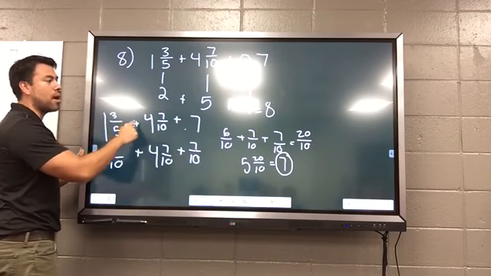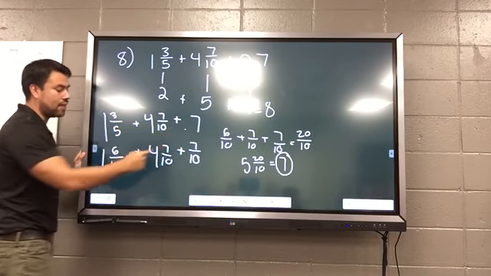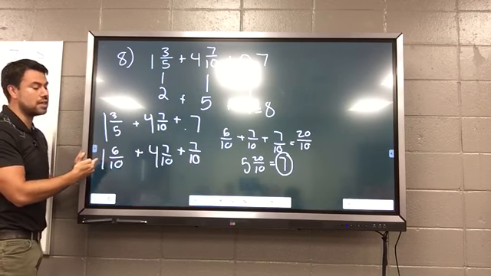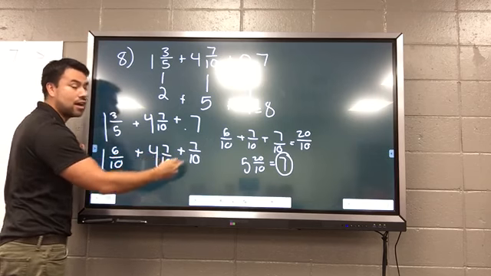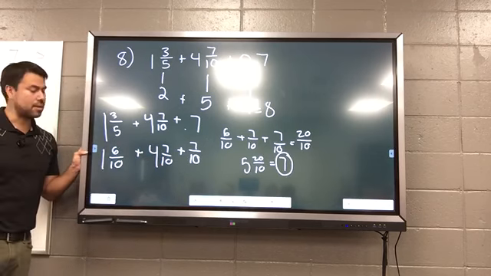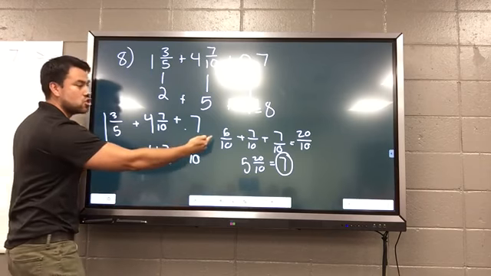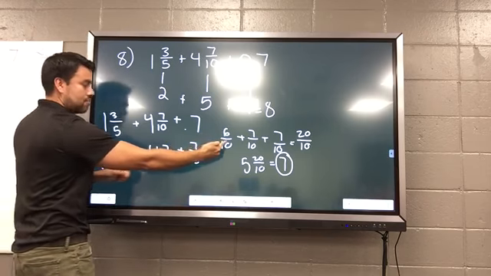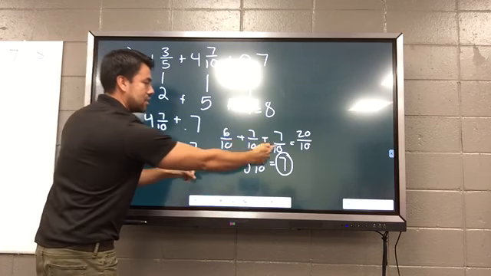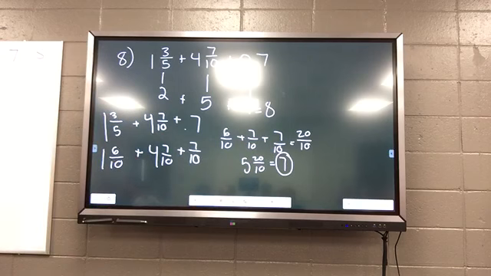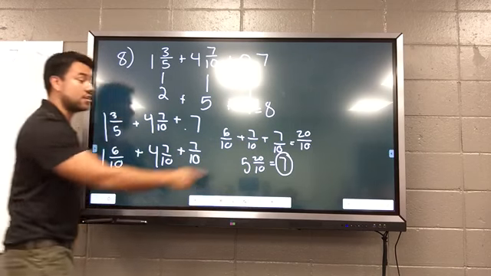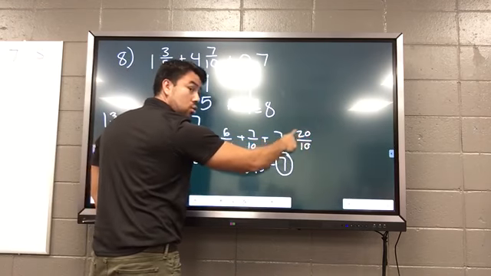She just rewrote the problem right here. And then right here, she renamed the fractions so that they all have a common denominator. And then here, she's showing me she did 6/10 plus 7/10 plus another 7/10, which would give you 20/10. Yeah, and then she divided that. She would have gotten 2.